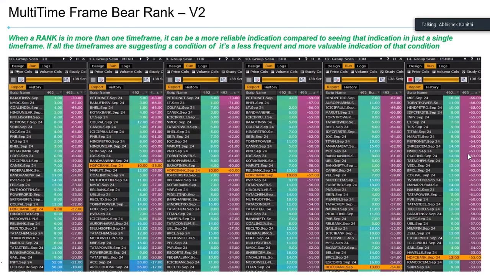Even like Maruti is in 6, apart from the 2 days scan, it's in every scan. Maruti, it's above 55. Yes. SBI is like that actually. Starting from 15 minutes to 30 minutes to 1 hour to 3 hours, it is there in every place.